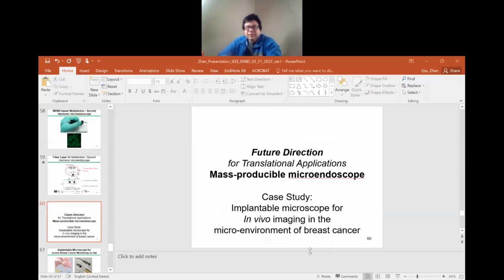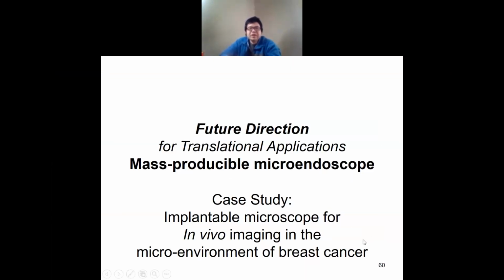And when we have introduced all these different modalities, like confocal and multi-photon systems, now we try to focus on future direction, which is translational. But to translate it, first you have to have a sufficient amount of endoscopes to use. So one of the challenging works is how to mass produce those microscopes in the short term and distribute them.